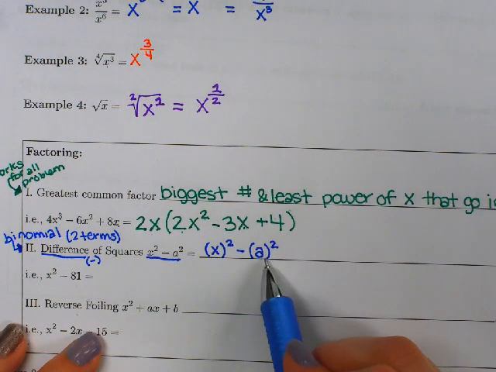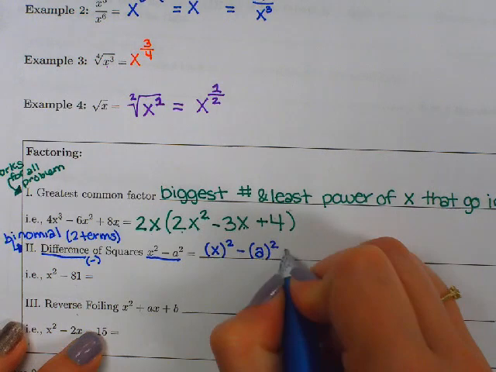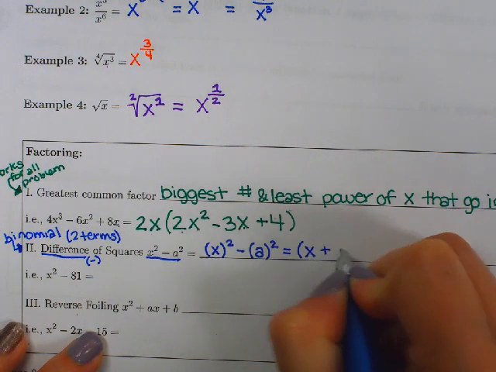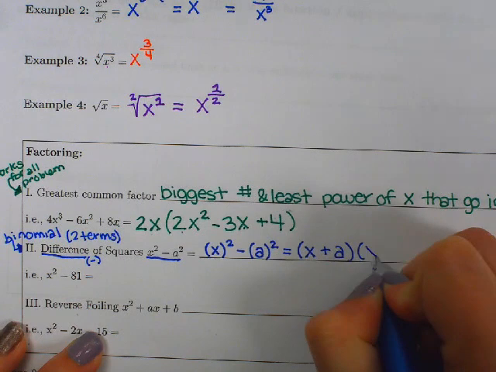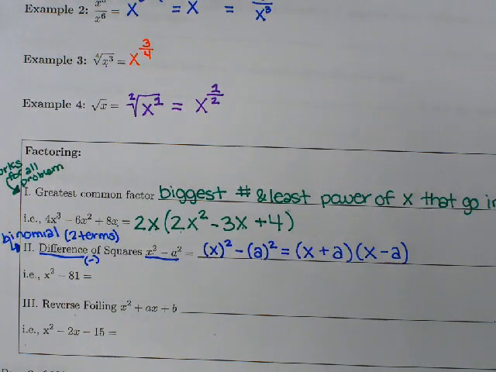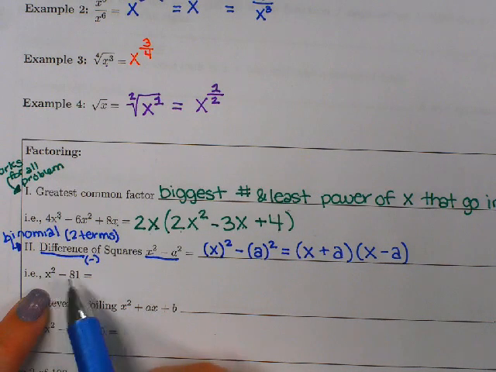As long as your first term is squared, you have a difference, which is subtraction, and your second term is squared, it will factor as x plus a times x minus a. It's a little trick that works as long as you have a difference of two square numbers. So let's try that with a more concrete example.